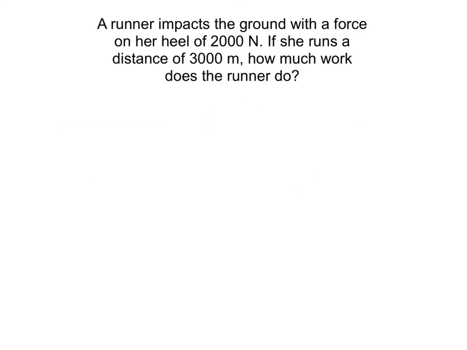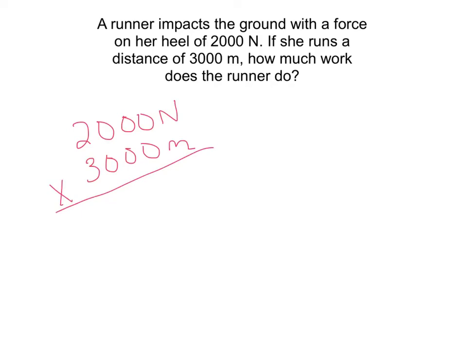All right, we have our first math problem. It says a runner impacts the ground with a force on her heel of 2,000 newtons. If she runs a distance of 3,000 meters, how much work does a runner do? So we know we have to take the force, which is 2,000 newtons, multiply it by 3,000 meters. So I'm going to go, okay, there's one zero, second zero, third zero. I don't know how you do this, but this is how I'm doing it. Another zero, another zero, another zero.